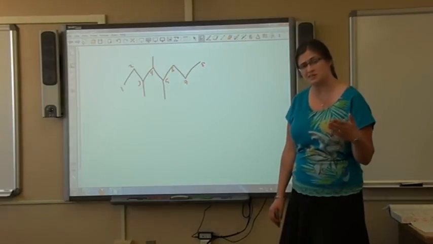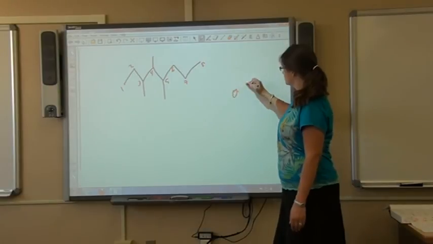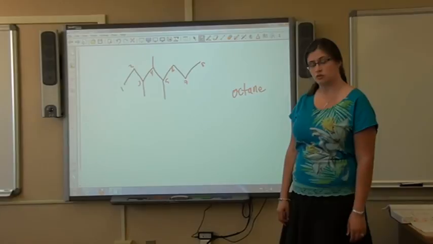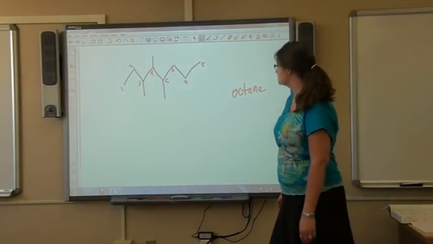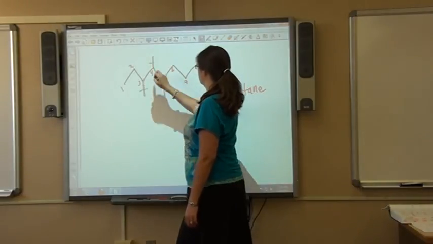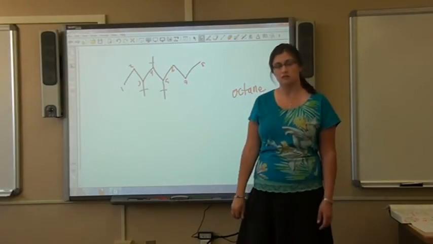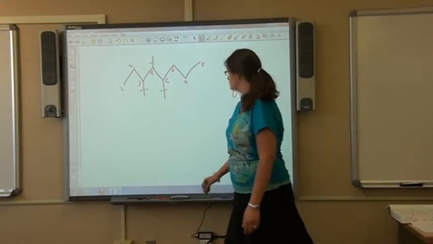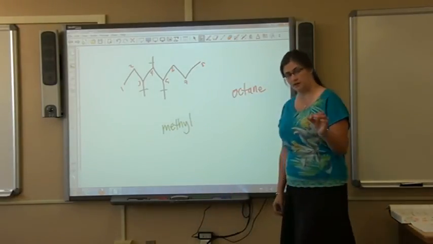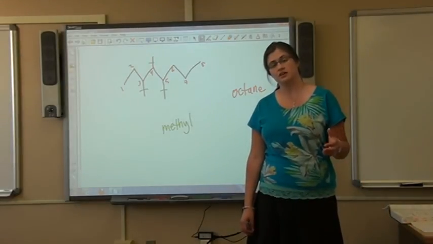Always, always, always start with that parent. That's the easiest thing to do. We have octane. Now we have to identify, though, and name those substituent groups. Well, here we have one and one. Okay, so there's 3 of the same thing. They each have 1 carbon. That substituent is methyl. So we have methyl. Now, when you have 3 of the same thing, you have to identify that as 3.